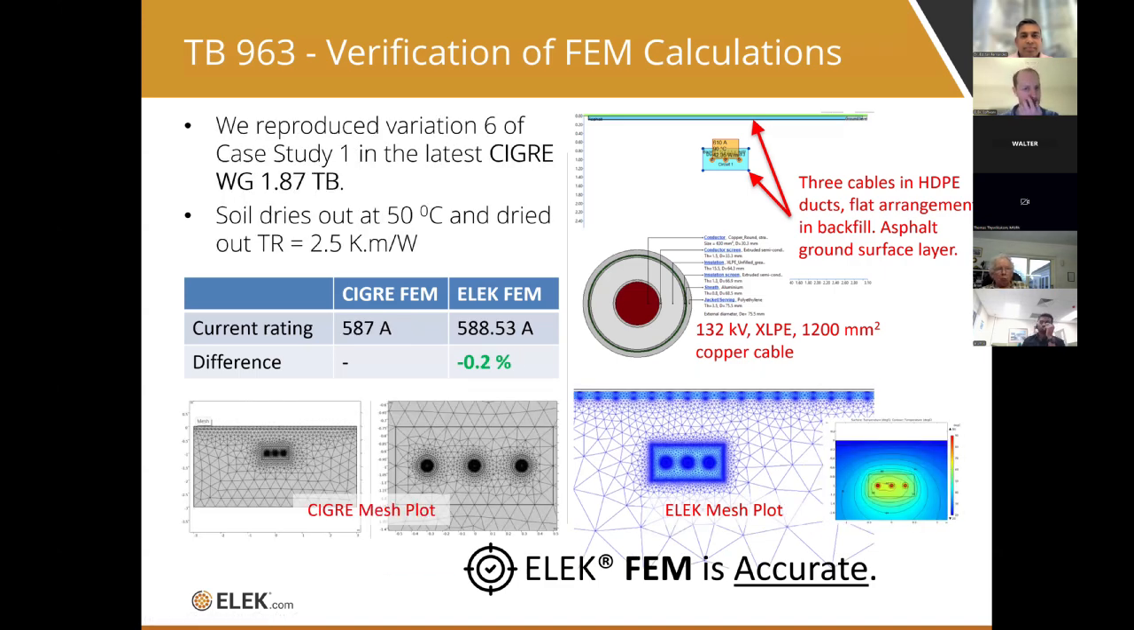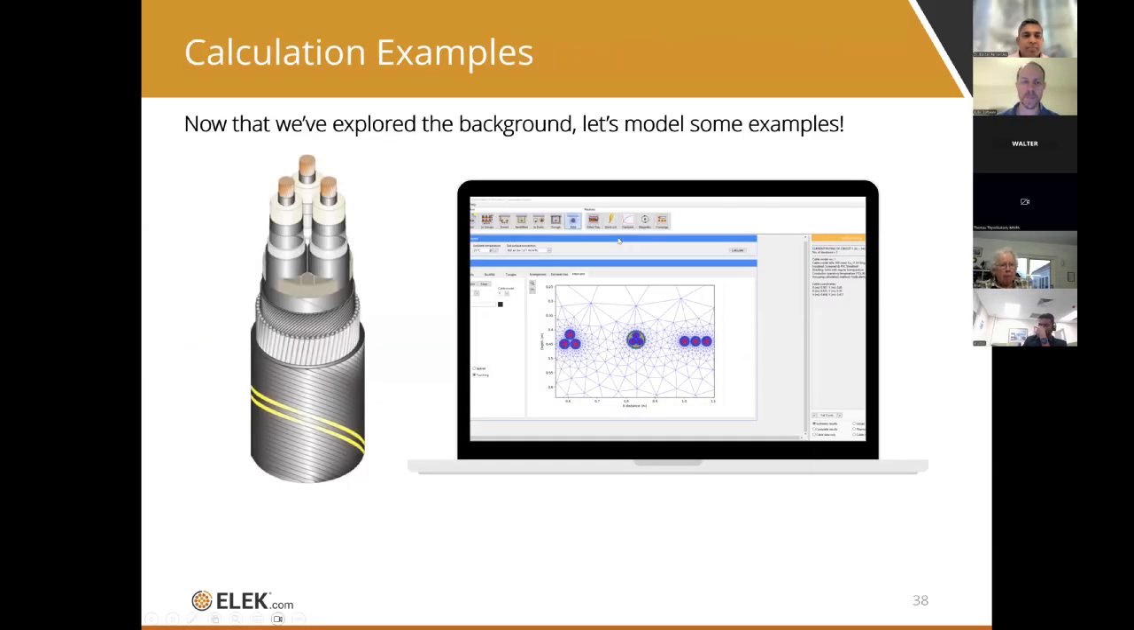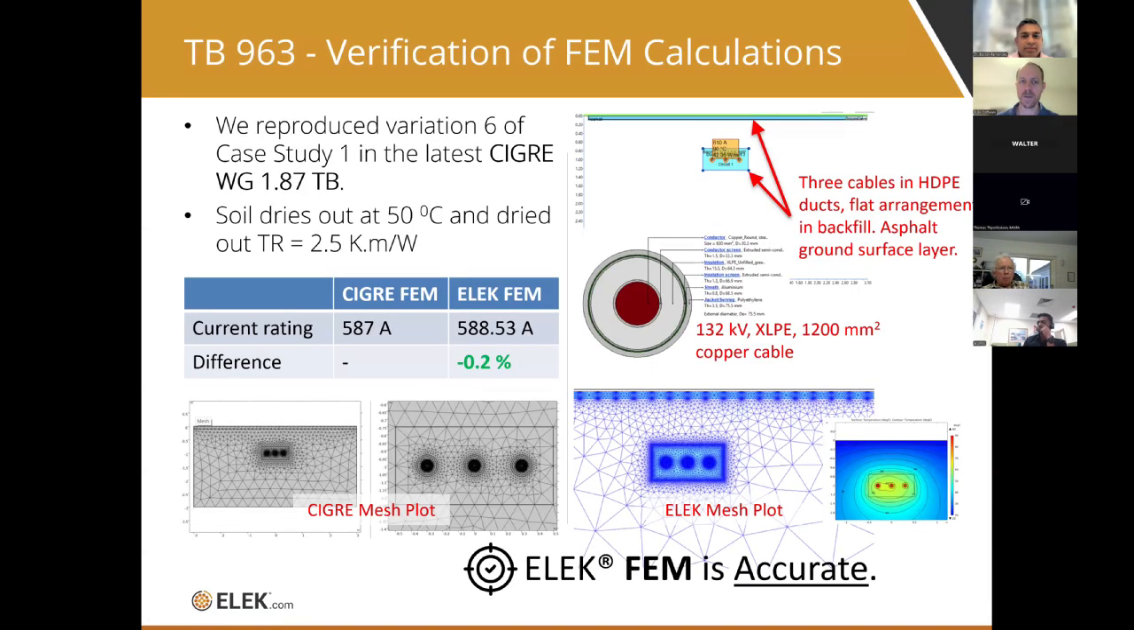So in terms of our calculations, we know they're accurate, and we have the proof of that. Did you see the TB963 verification? It's done. Yeah, we saw one of them. Okay, now I'm showing the second one. Yeah, now the second one is there. And now we are going to show some calculation examples.